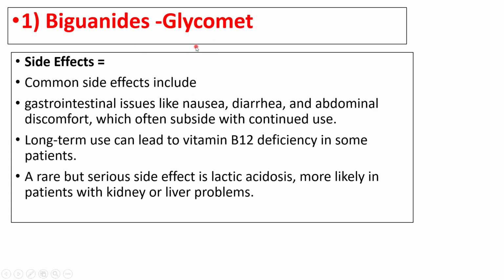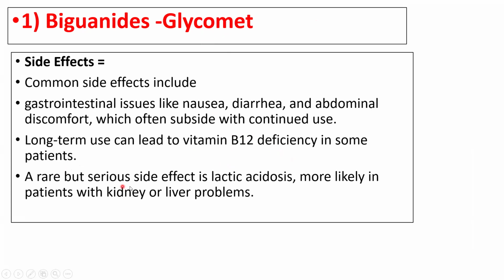Long-term use of Glycomet can lead to vitamin B12 deficiency. Try to understand. This is very important. So with Glycomet always give a B-complex tablet. Glycomet for diabetes and B-complex too. Write down. B-complex. Glycomet plus B-complex. Or with any biguanide, you always prescribe a B12 supplement.